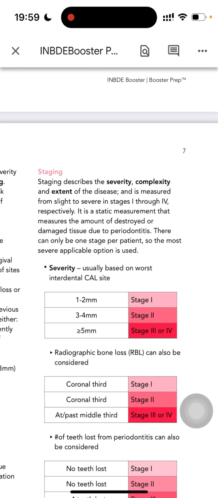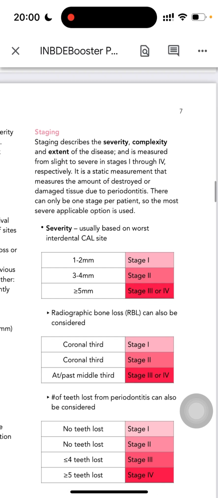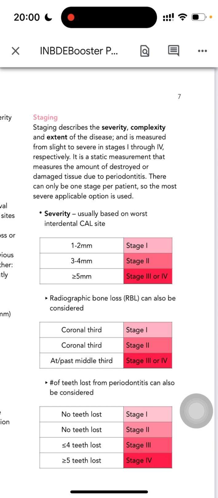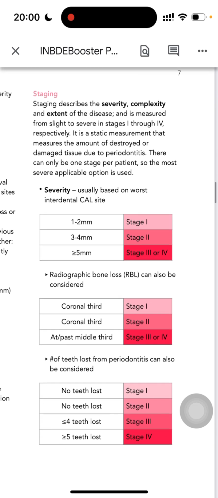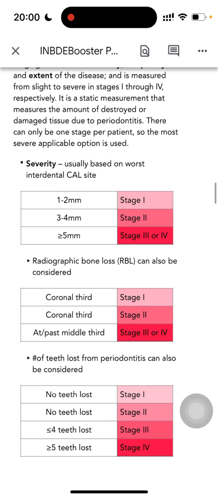Staging describes the severity, complexity, and extent of the disease, and is measured from slight to severe in stage 1 through 4, respectively. It is a static measurement that measures the amount of destroyed or damaged tissue due to periodontitis. There can only be one stage per patient, so the most severe applicable option is used. Severity is usually based on worst interdental CAL.